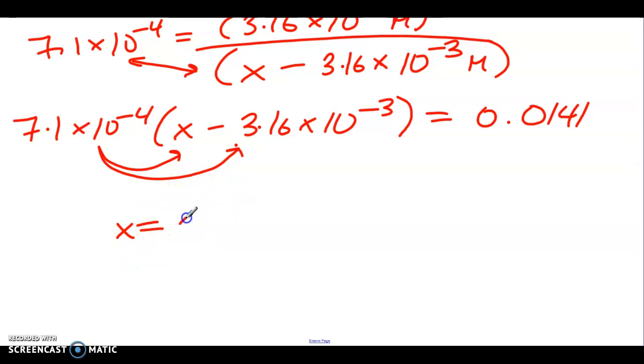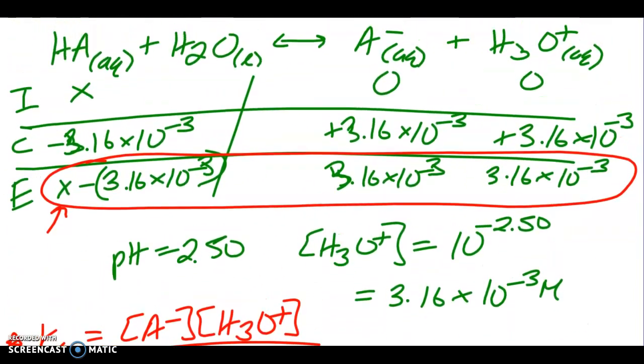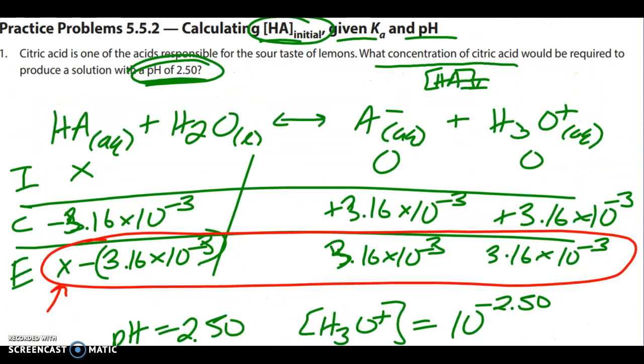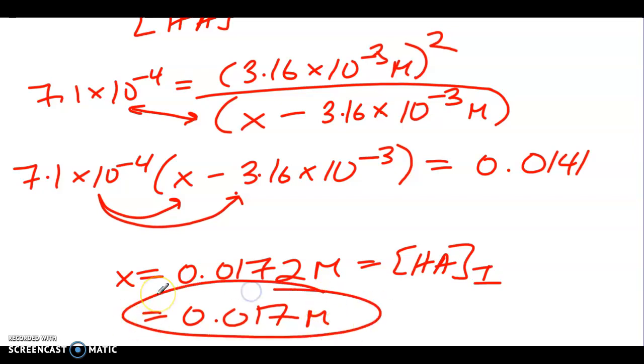You should end up with an X value of 0.0172 moles per liter, which is equal to our original, remember, our initial acetic acid concentration. And then significant digit-wise, there's 2 decimals, which means we need this only to 2. So this would be 0.017 moles per liter of citric acid.